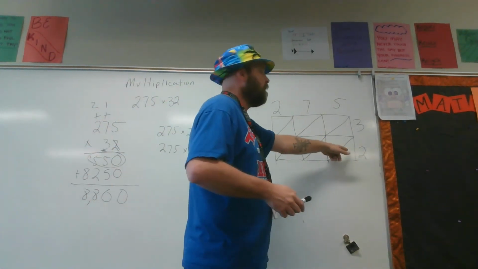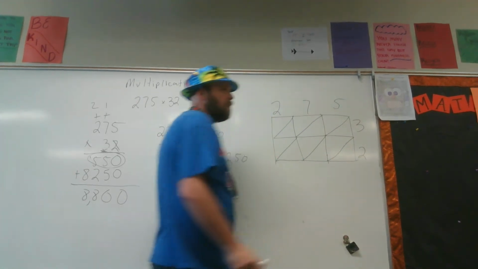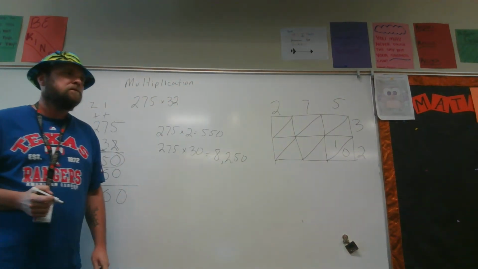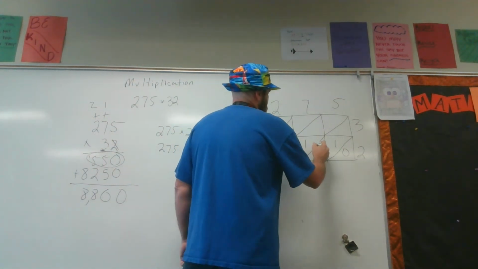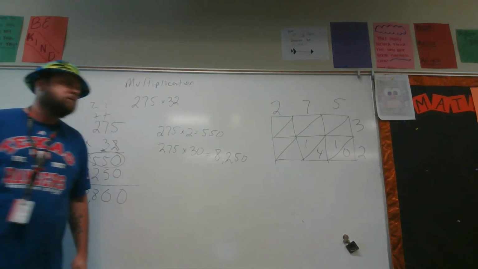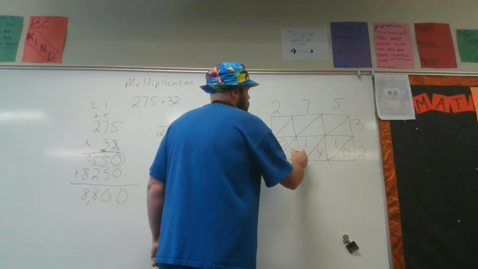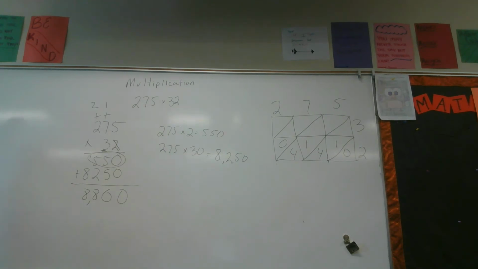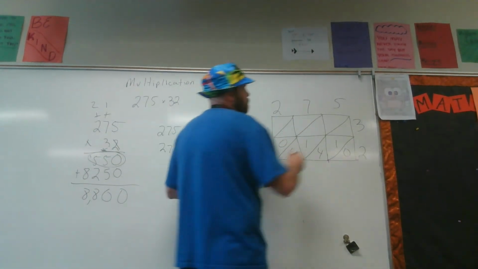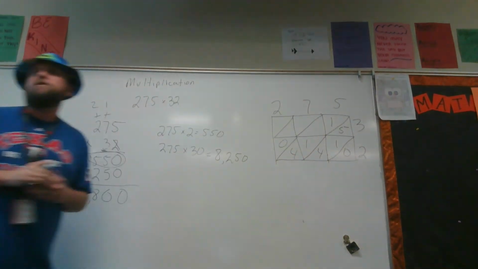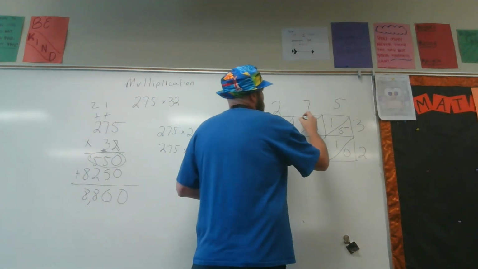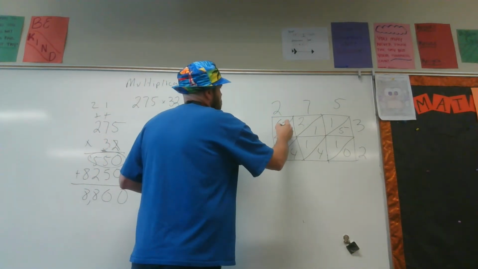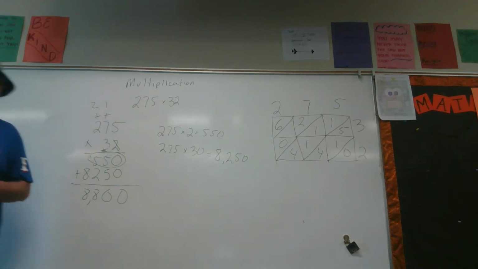Then I'm going to take one of my numbers and go across. 2 times 5, Justin. 2 times 7, Justin. 14. 2 times 2, Justin. 4. 3 times 5. Ha! Somebody made a mistake. We're all perfect. 3 times 5, Justin. 3 times 7, Justin. 3 times 2, Justin. 6. And then we just add each diagonal up.